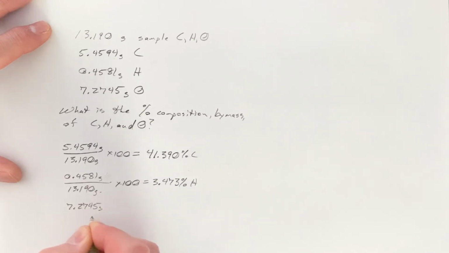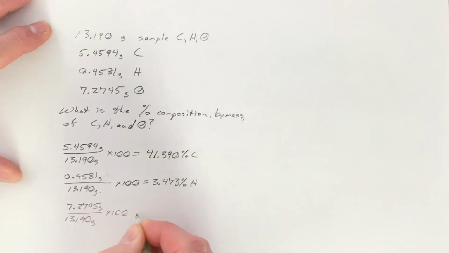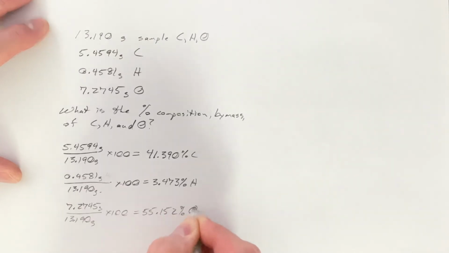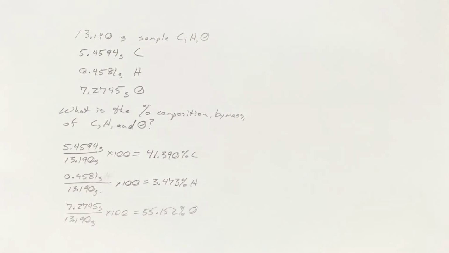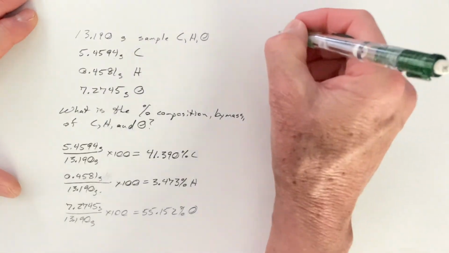And for oxygen, we have 7.2745 grams of oxygen divided by 13.190 grams total times 100. And this works out to 55.152% oxygen. So our compound is composed of 41.390% carbon, 3.473% hydrogen, and 55.152% oxygen by mass.